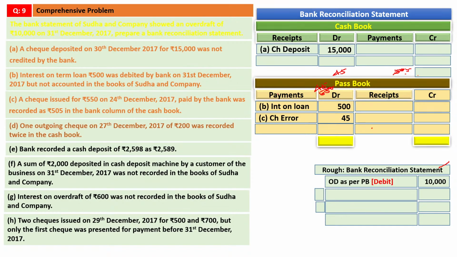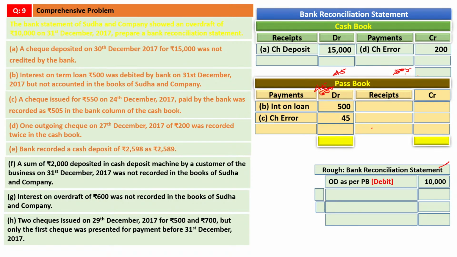Then D. One outgoing check on 27th December 2017 of rupees 200 was recorded twice in the cash book. Outgoing check, so we have issued. In the payment side, we have recorded twice. One record is okay, another record is error. So another record being recorded only in our book, that is also an error, check error, 200 rupees.